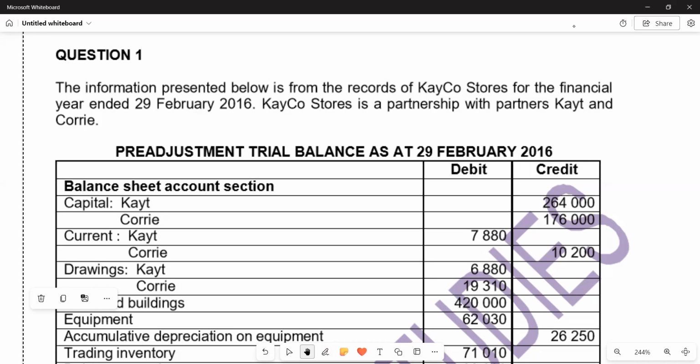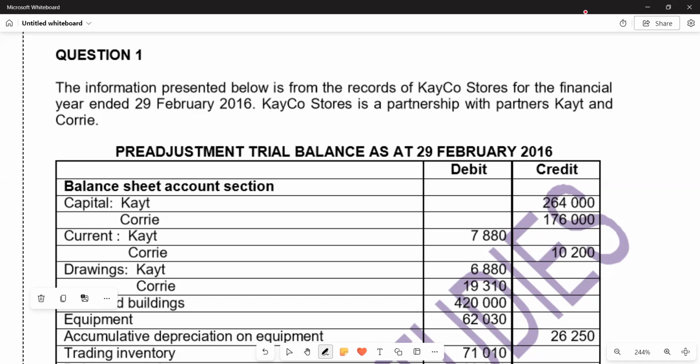In this video, we want to look at the preparation of the income statement and appropriation account. We also want to look at the preparation of the appropriation account. So it's the preparation of the income statement and the preparation of the appropriation account.